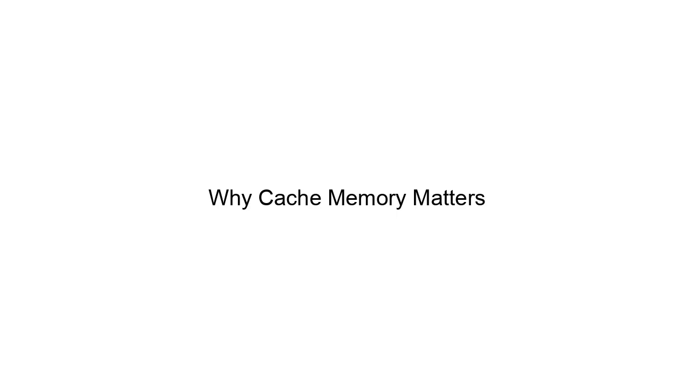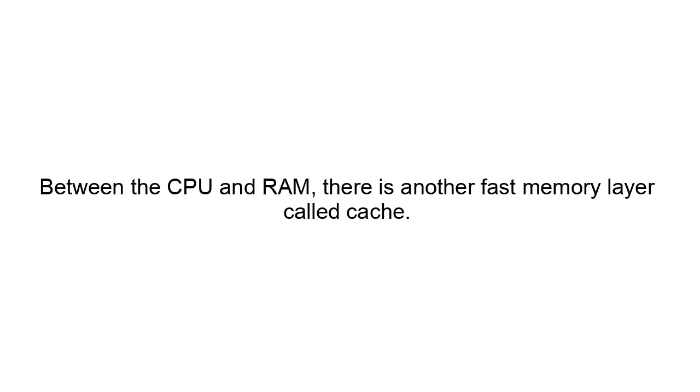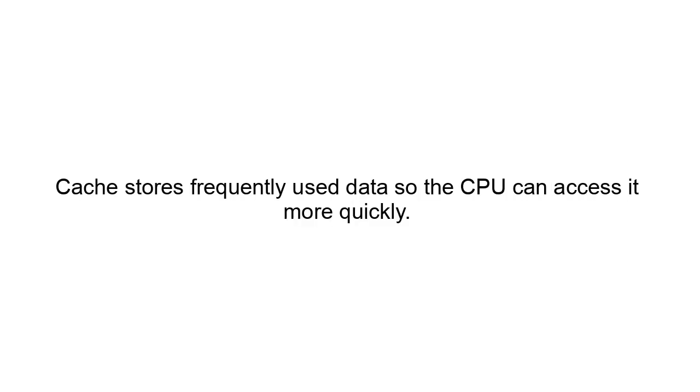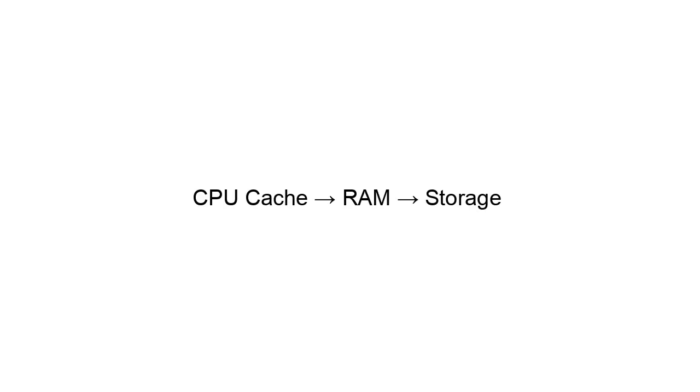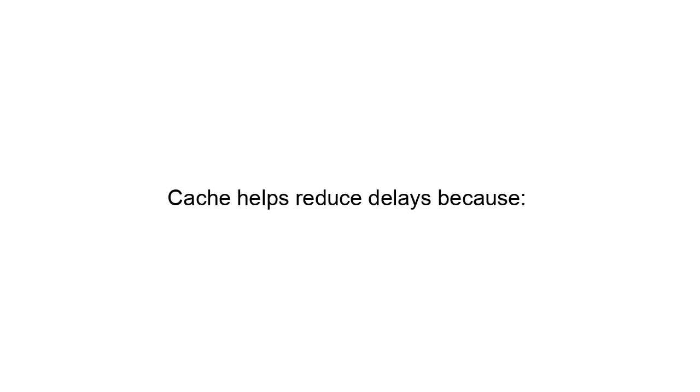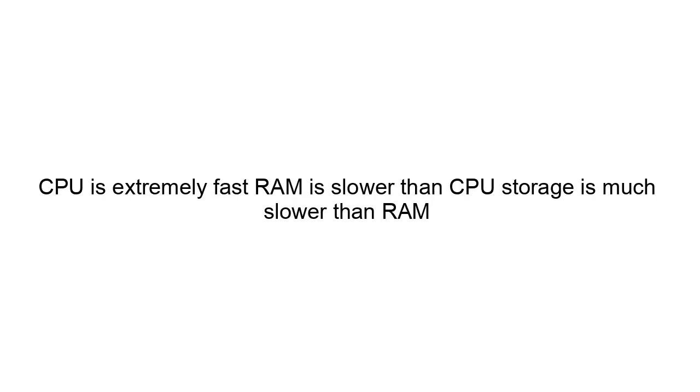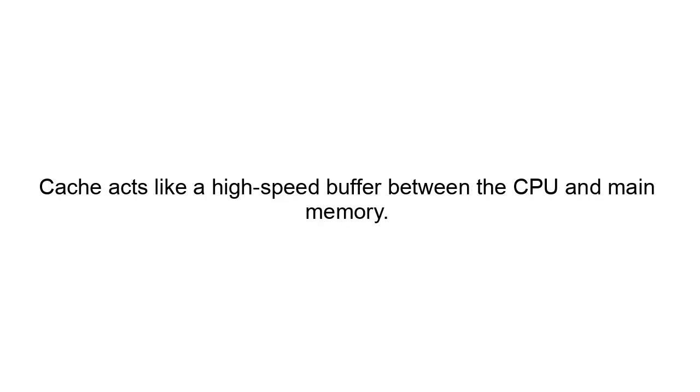Why cache memory matters. Between the CPU and RAM, there is another fast memory layer called cache. Cache stores frequently used data, so the CPU can access it more quickly. Example concept: CPU cache means RAM means storage. Cache helps reduce delays because the CPU is extremely fast. RAM is slower than the CPU. Storage is much slower than RAM. Cache acts like a high-speed buffer between the CPU and main memory.